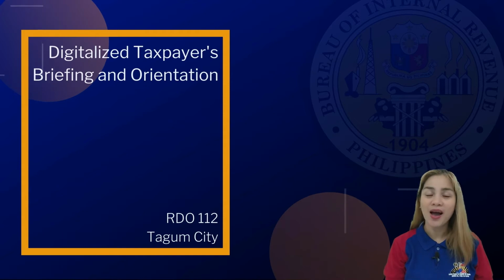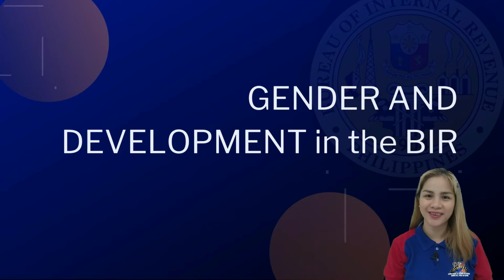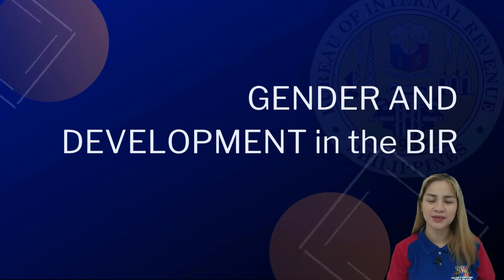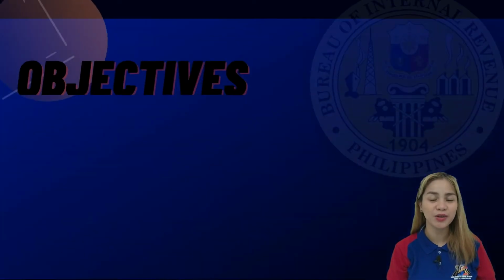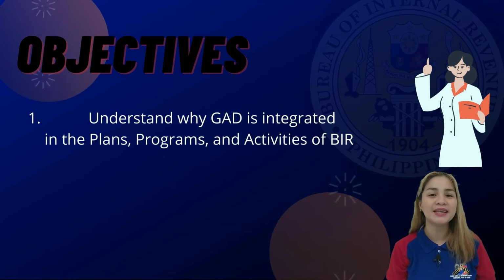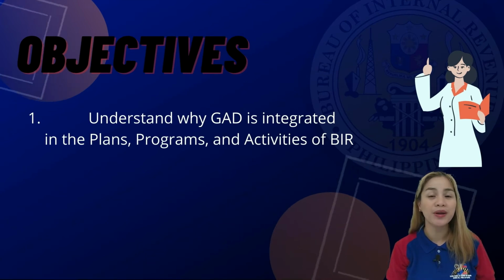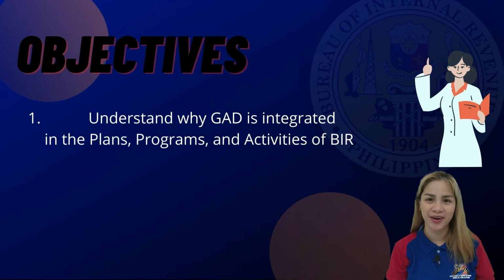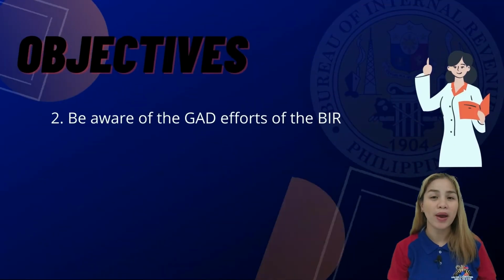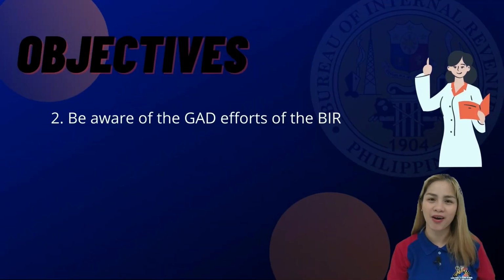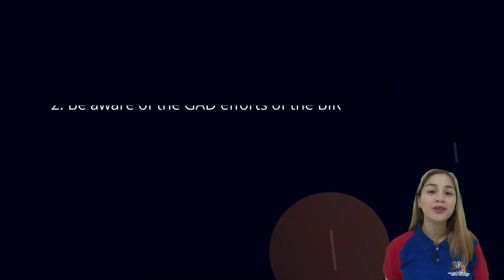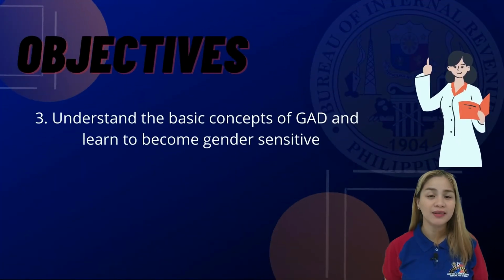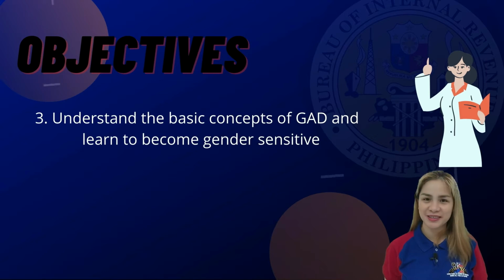In this video, I will be discussing gender and development in the BIR. These are the objectives. Number 1, understand why gender and development is integrated in the plans, programs, and activities of BIR. Number 2, be aware of the GAD efforts of the BIR. Number 3, understand the basic concepts of GAD and learn to become gender sensitive.